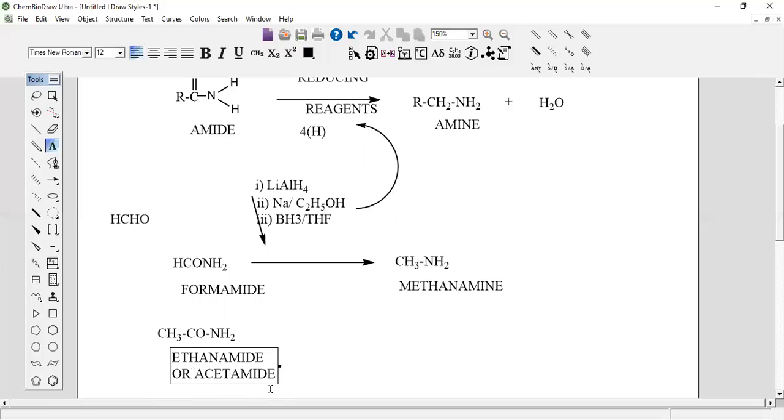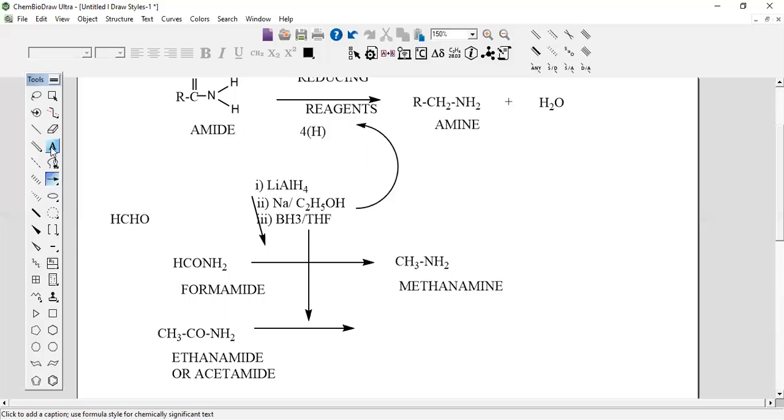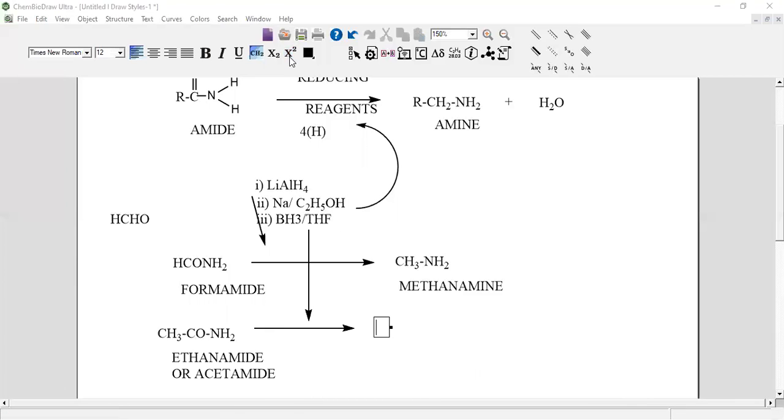Now, tell me what may be the product here with the same reagents. Gayatri, tell me what to write. Charinka, Kirti, tell me what may be the product. Here, a similar product you can write.